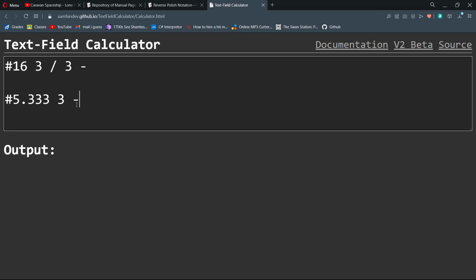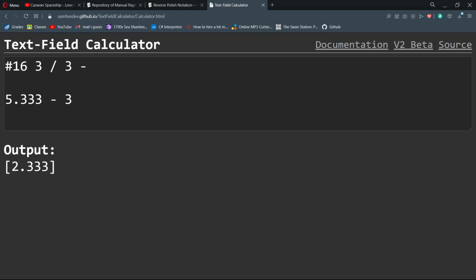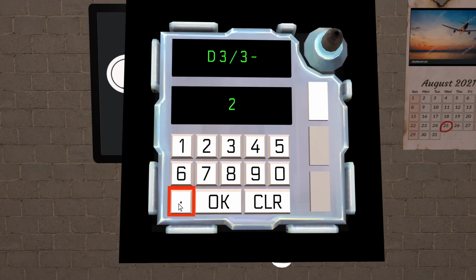3 minus. And the reason why 3 minus is here is because we didn't use that when calculating our stack. We only had 16, 3, divided in the stack. Once you use those, they're gone from the initial equation, or from your new equation. So now we just have 5.333, 3 minus. And doing what we did before, going from left to right, we have 5.333 in the queue, then 3, and then we hit an operator of minus. So we have 5.333 minus 3, which gives you 2.333. So then we just input that into the module.